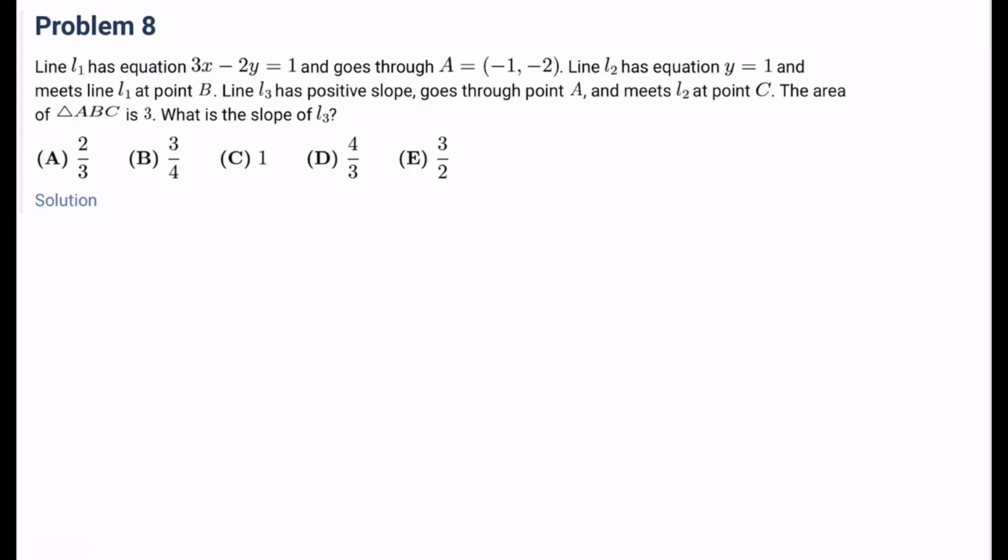Problem number 8. Line L1 has equation 3x minus 2y equals 1 and goes through A equals negative 1, negative 2. Line L2 has equation y equals 1 and meets line L1 at point B. Line L3 has positive slope, goes through point A and meets L2 at point C. The area of triangle ABC is 3. What is the slope of L3?